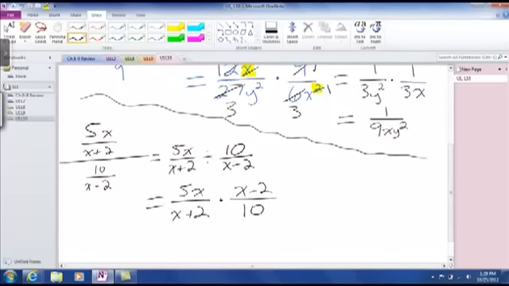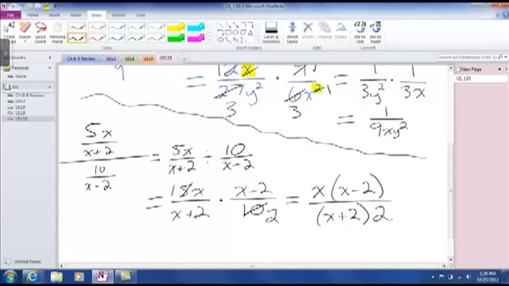So now what do I have? Well, when I multiply, I've got x times x minus 2 over x plus 2 times 2. And you're thinking to yourself, surely we can do something else. Well, actually, no, we really can't do anything else.